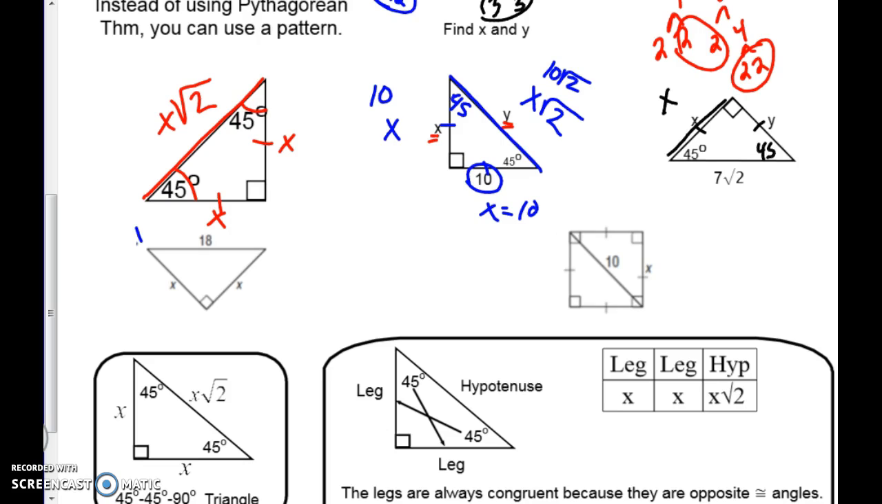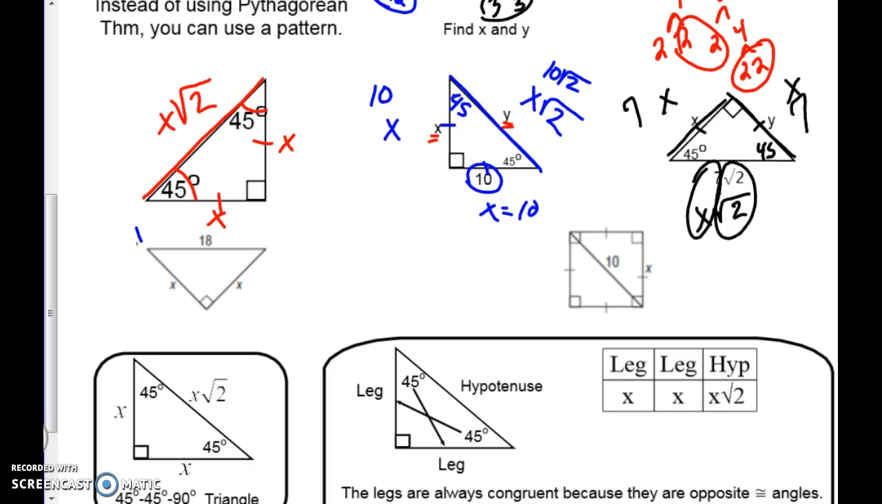X. What would I call this side? X. And what would I call this side? X radical 2. X square root of 2. This one already has the information, doesn't it? So the square root of 2 is already there, so how big is X? 7. So this side is 7 and this side is 7. Are we okay with that?